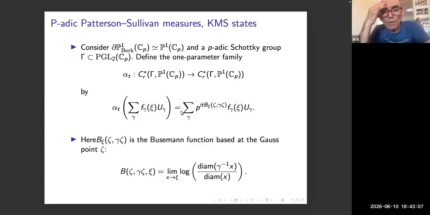We define a one-parameter group of automorphisms. Because you have the action of gamma on P^1(C_p), you have the reduced C* algebra on that, and then a one-parameter group of automorphisms using this Busemann cocycle.